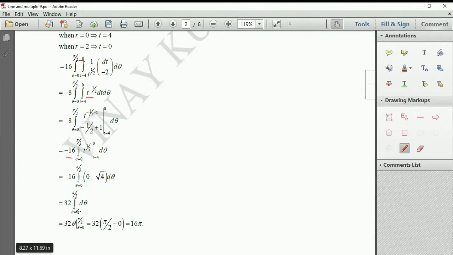And integral theta varies from 0 to pi by 2, d theta is left. That means you have to integrate 1 with respect to theta. And integral of 1 is theta, because it is with respect to theta. And limit is from 0 to pi by 2. Apply the upper limit. You'll get 32 into pi by 2 minus 0. Simplify it, you'll get 16 pi.